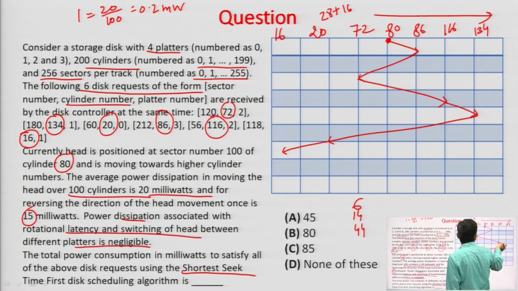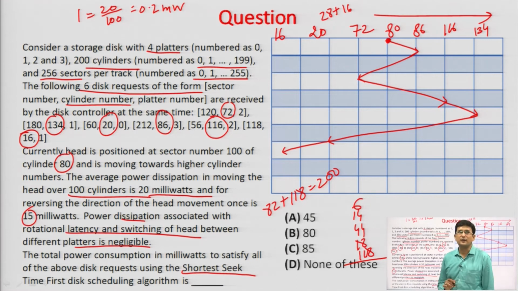Okay. From 116 to 134 it is 18, and then from 134 to 20 and then to 16. So, we can simply subtract 134 minus 16. So, this will be 118. Okay. If you sum all these, you will find 20, 64, 82 plus 118. So, this is 200. So, total number of movements which has taken place is 200.